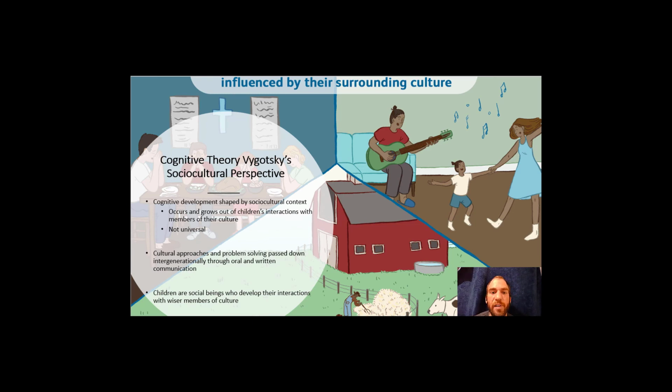And now we have the cognitive theory of Vygotsky's sociocultural perspective. Cognitive development is shaped by social cultural context, occurs and grows out of children's interaction with members of their own culture. They are not universal. Cultural approaches and problem solving are passed down intergenerationally through oral and written communication. And children are social beings who develop through their interactions with wiser members of culture. So the idea here is that development is not universal, just as this states. Development occurs by working alongside elders or people who know stuff about your culture, and through those interactions, through those activities together, you learn and you develop.